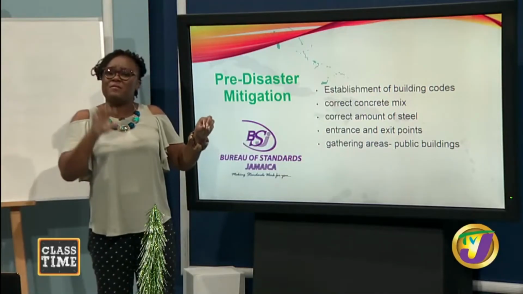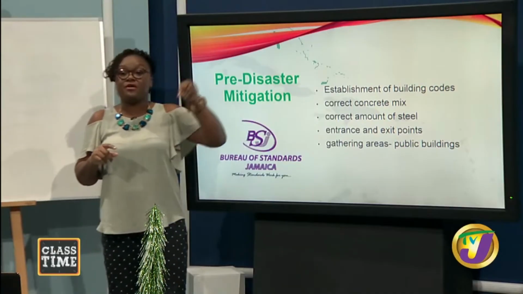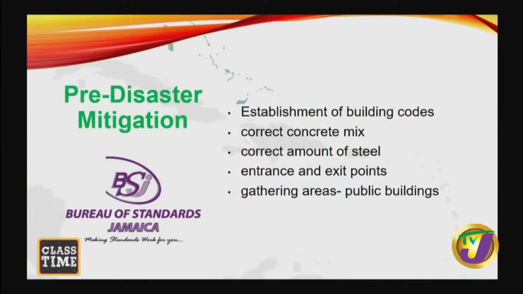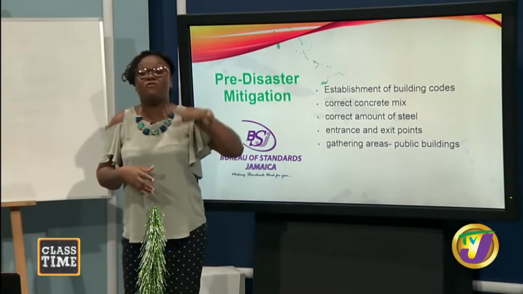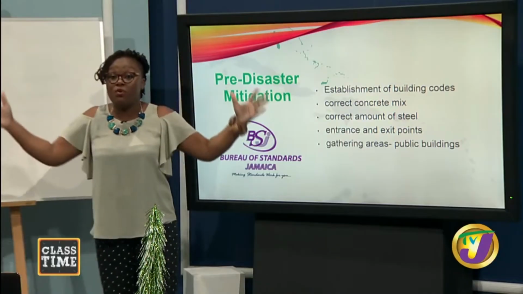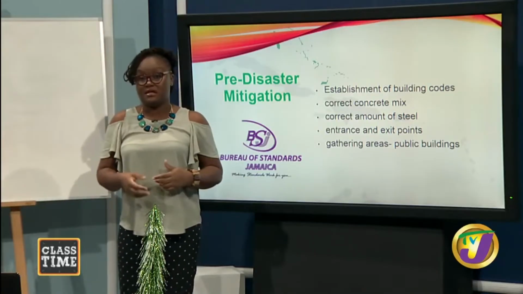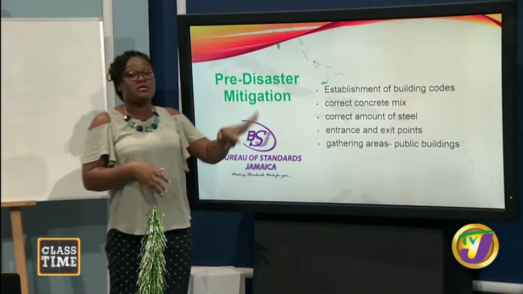And not just in terms of the mix, but also public buildings, for example, must have certain entrance and exit points. So it cannot be just one way to go into the building and one way to come out. If anything should go wrong, what will happen? Everybody rushing to that one exit causes problems, stampede and all kinds of things. Right? Gathering areas must be a part of building. So you don't just use up the whole of the land and build up big building and there are no gathering areas just in case. So all of these things must be taken into consideration. And the Bureau of Standards is there to help us to navigate.